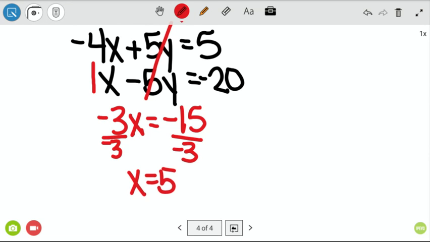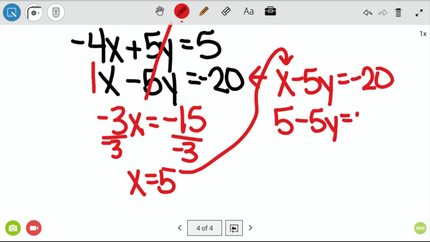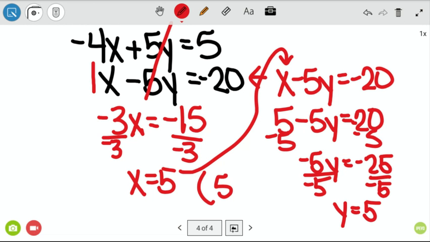So we know our x coordinate. So now I'm going to take this original x minus 5y equals negative 20, but I now know x is 5. So then I can subtract my 5, and I get negative 5y equals negative 25. And I divide, 2 negatives are going to give me a positive 5. So both x and y are 5, so my ordered pair for my point of intersection is 5, 5.